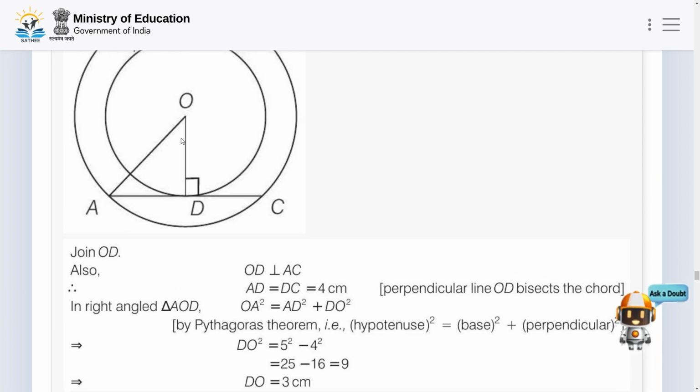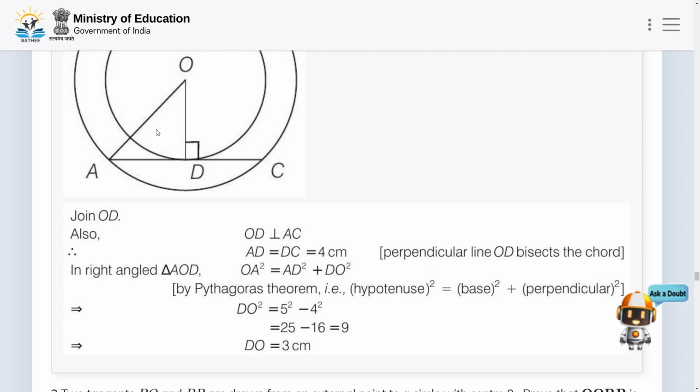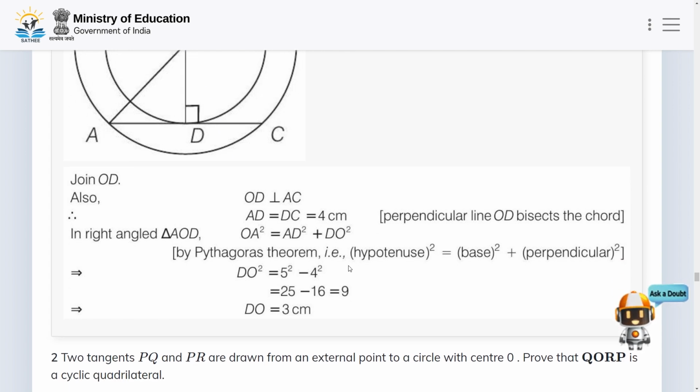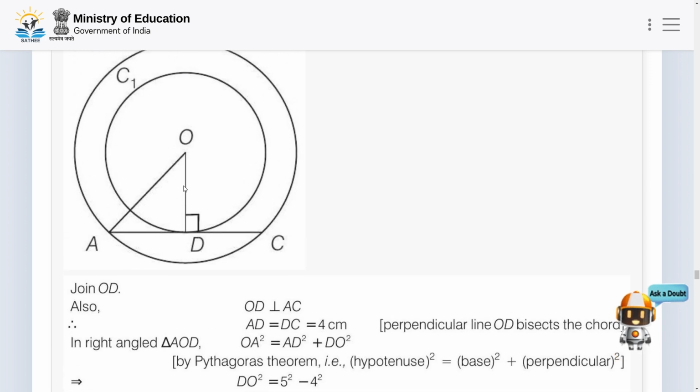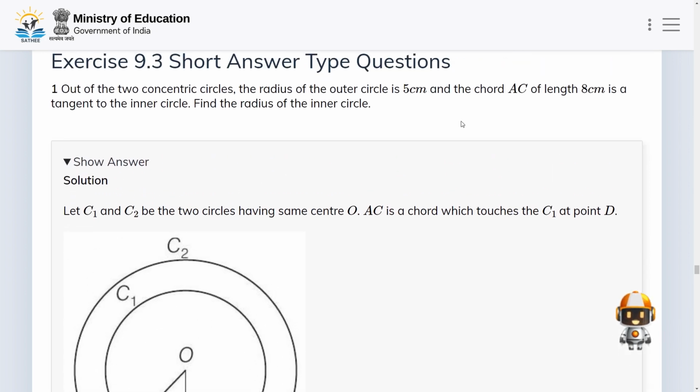In right angle triangle AOD, by Pythagoras theorem, hypotenuse square is equal to base square plus perpendicular square. So OA square is equal to AD square plus DO square. It implies DO square is equal to 5 square minus 4 square, that is 25 minus 16, which is equal to 9. So DO is equal to 3 centimeter. So the radius of the inner circle is 3 centimeter.